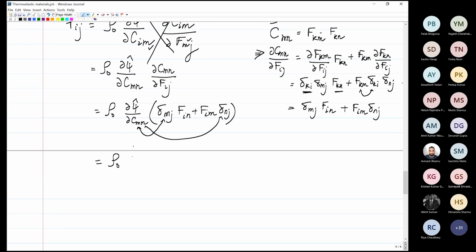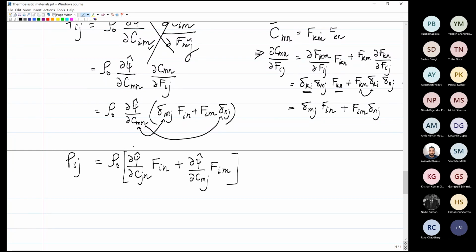So this is rho naught del psi hat over del C Jn into Fin, plus del psi hat over del C Mj into Fim. Isn't it? Now what do you think? What can we do from here? So this is Pij.